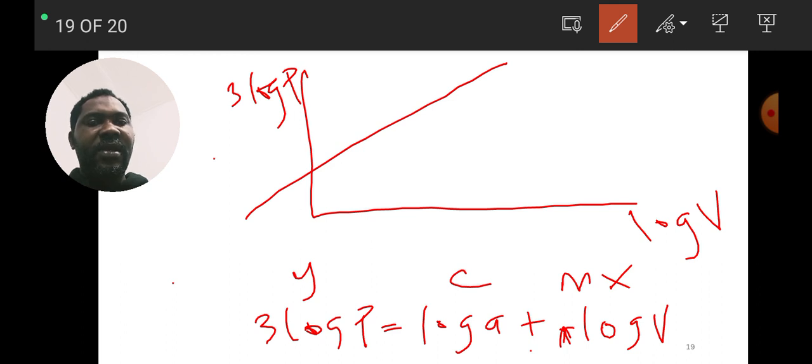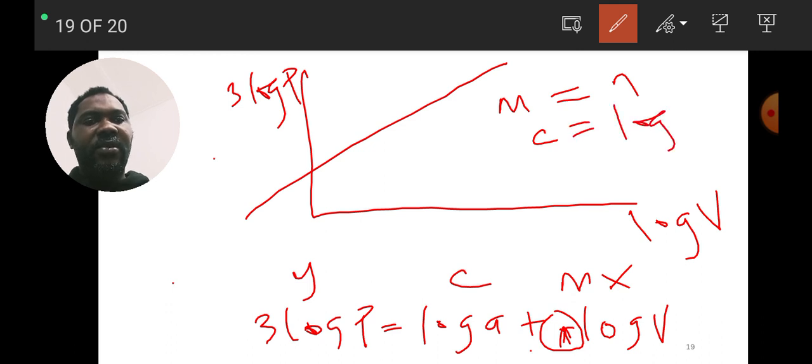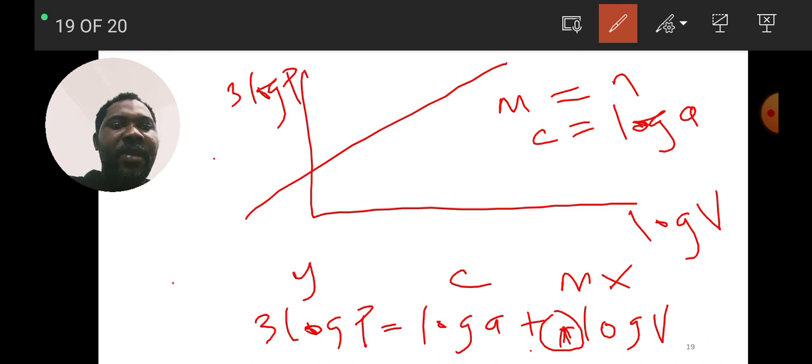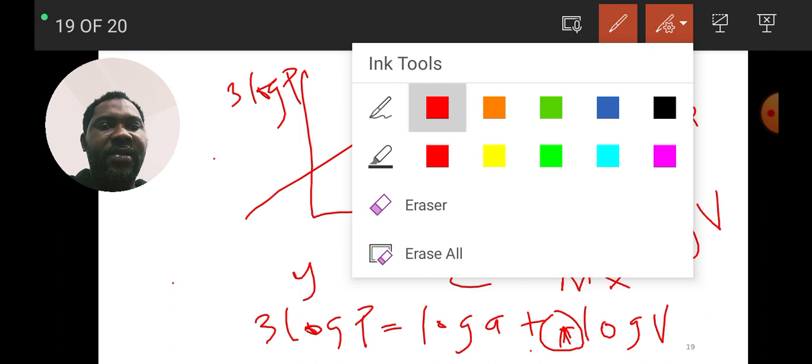So here we're going to say my slope, which is m, is equal to n. Okay, your slope is the value that is attached to x. Then while your intercept c is equal to log a, the constant log a. Okay, so that's the nature of the graph. That's the solution to that very question.